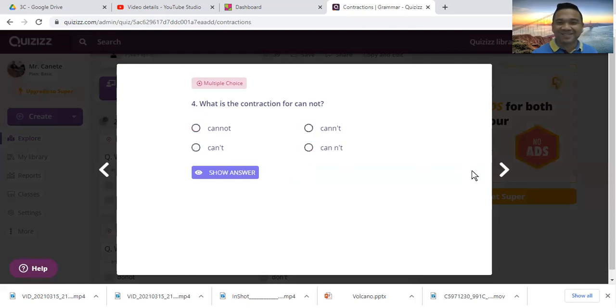Next one. What is the contraction for they are? Again, what is the contraction for they are? Is it there? They're? Look at the spelling. Look at the placement of the apostrophe. Check carefully. I would like you to be mindful and careful in choosing your answer.